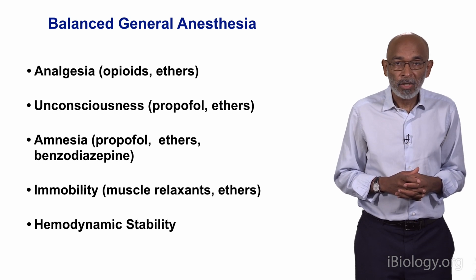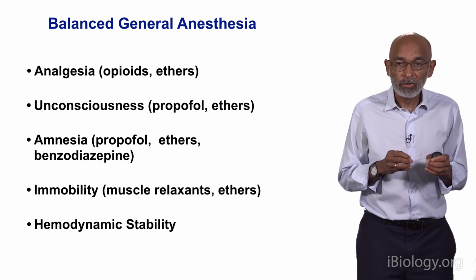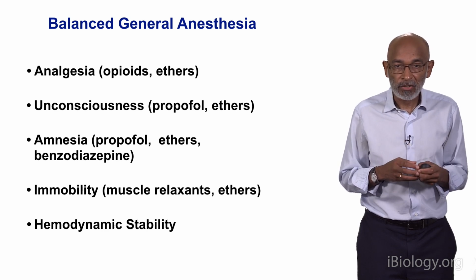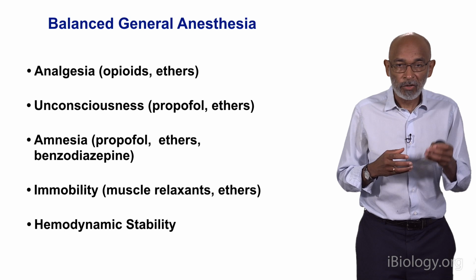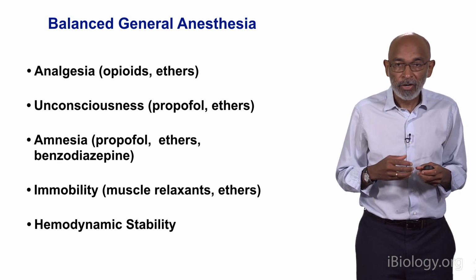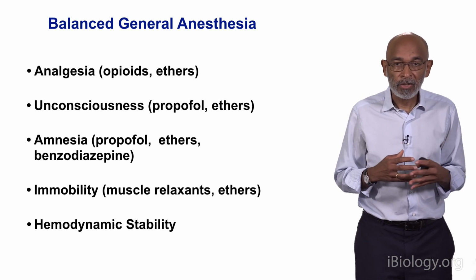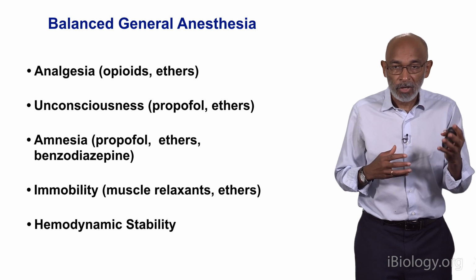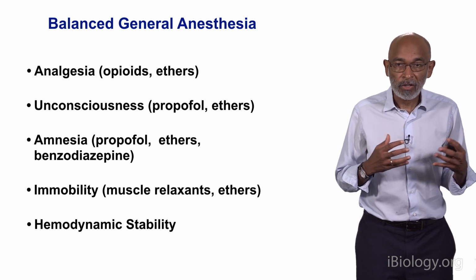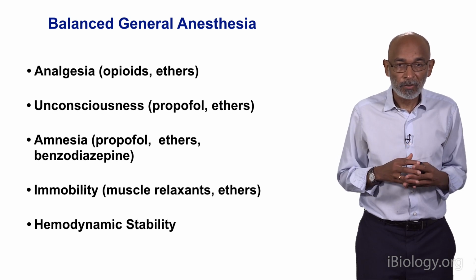So how do we actually do this? Well, we don't just use a single drug anymore. We use combinations of drugs. So for example, if we go back through the various states that I said we'd like to try to achieve, so for analgesia, in addition to ether, we would give you opioids. I'm going to talk about propofol. So to render you unconscious, we administer propofol, and then we could also use the ethers the same way.